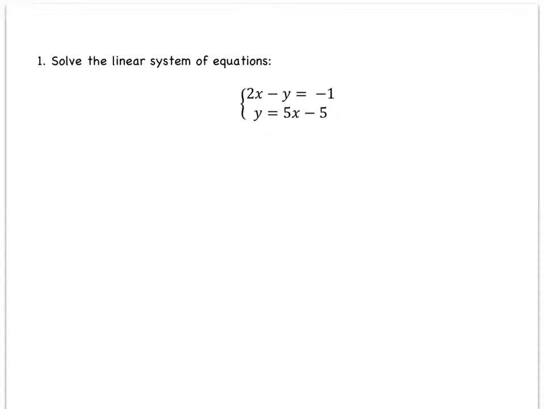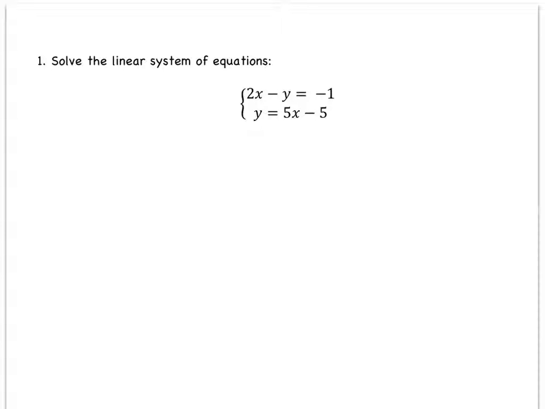Okay, so I'm going to walk you through how to solve another systems of equations just to help give you some more practice and just so you have another video to reference as well. So take a look. We want to solve the linear system of equations for 2x minus y equals -1 and y equals 5x minus 5.